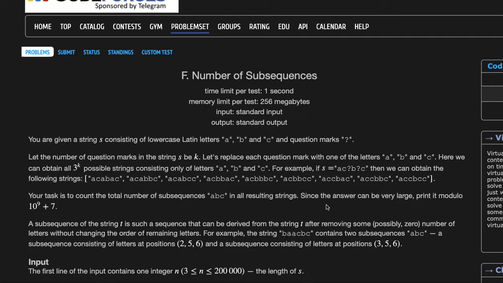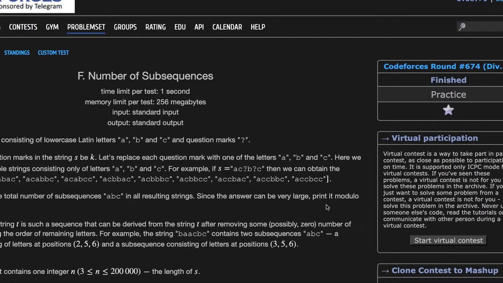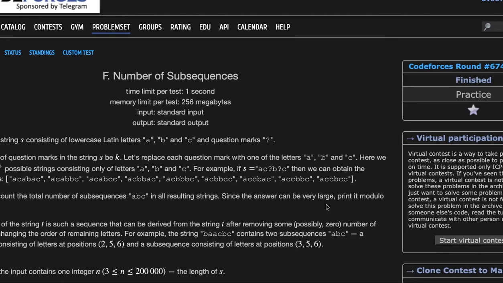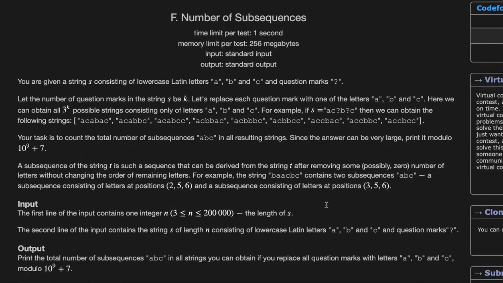26F, Codeforces Round 747, Div 3. This is a question.